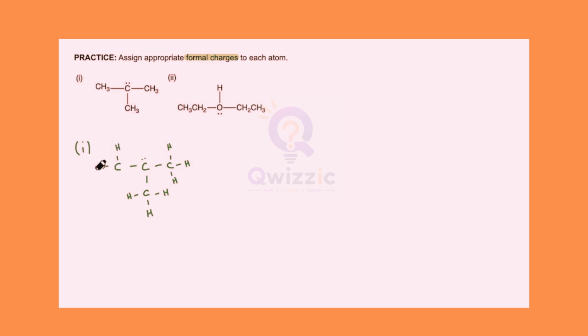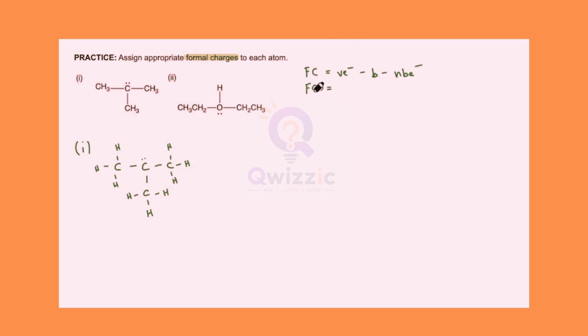And now we can begin. Let's recall the formal charge formula. Formal charge is equal to the number of valence electrons of an atom minus the number of bonds minus the number of non-bonding electrons. So let's say we take any of the 9 hydrogen atoms.